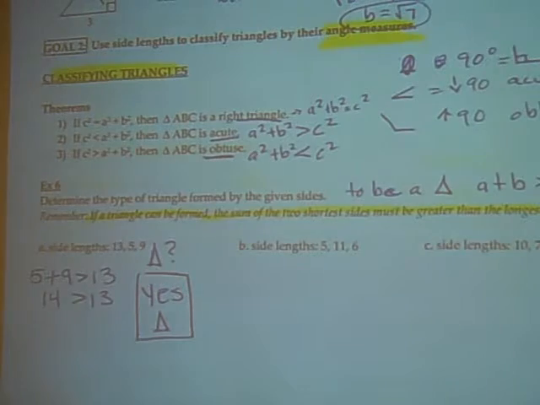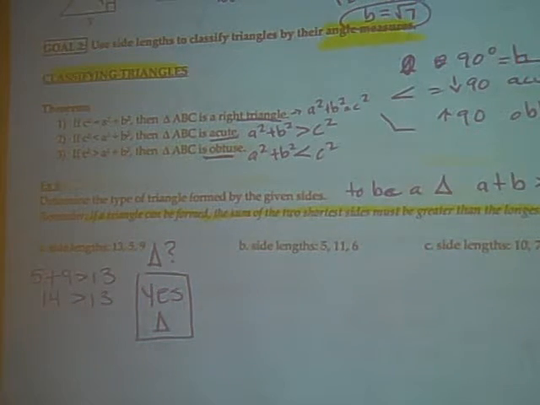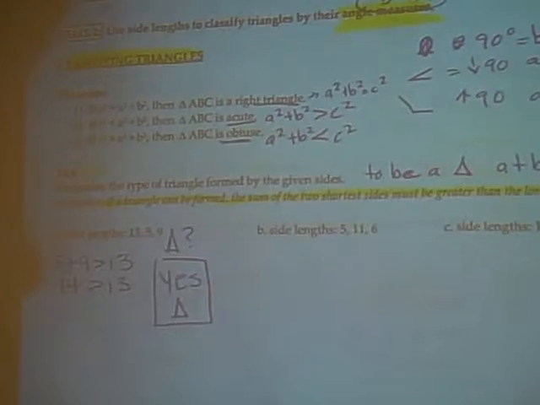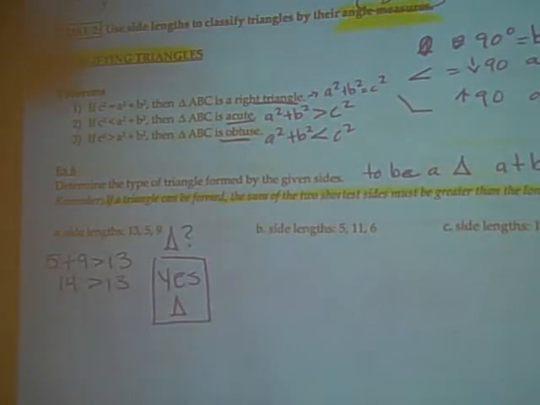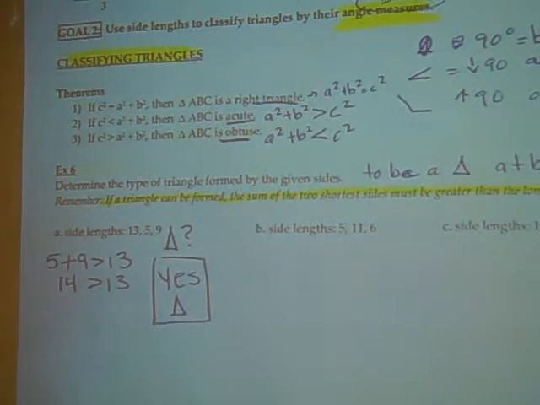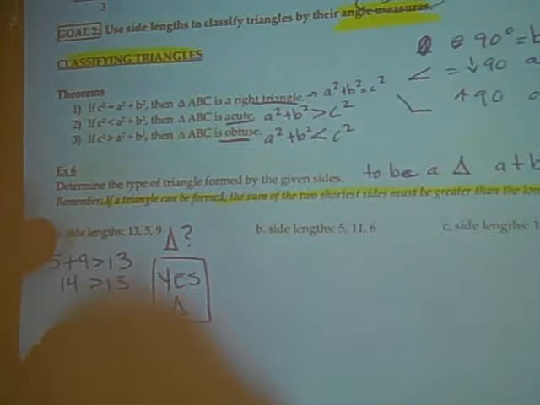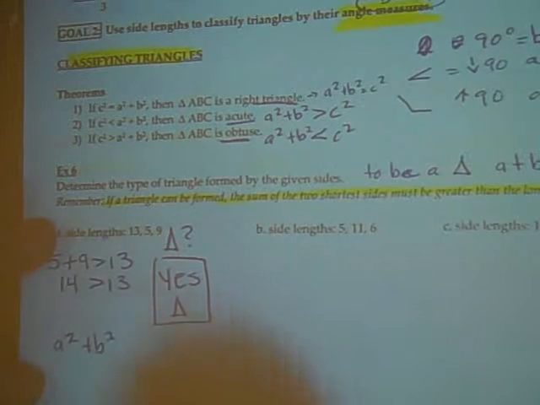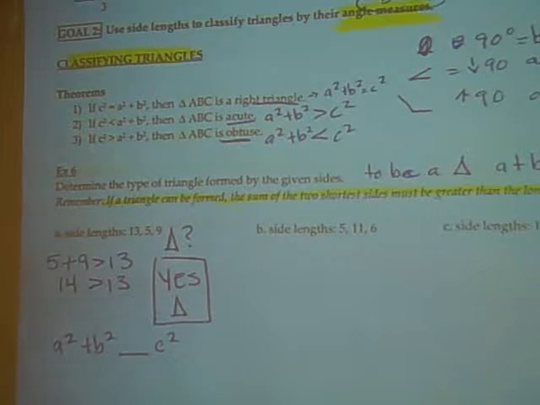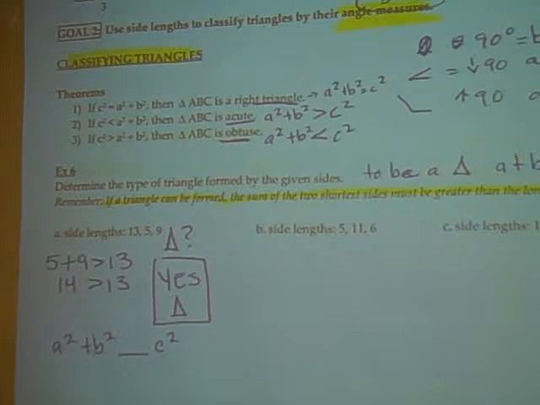Now, since we have a triangle, we can take it to the next step. We can use part of the Pythagorean theorem, but don't put the arrow or the equal sign here. So we're going to have a squared plus b squared. Now we're going to leave a blank and go c squared, because we don't know if it's greater than, less than, or equal to, which would make it, if it's equal, a right angle. If it's less than 90, it's going to be acute. And if it's greater than 90, it's going to be obtuse.